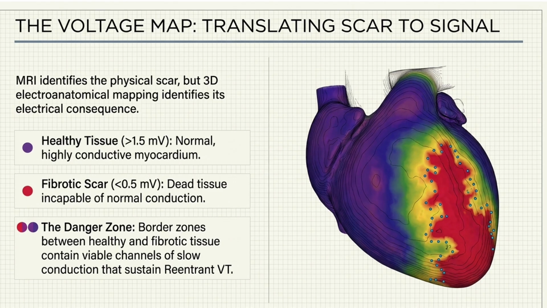Advanced mapping technology allows us to identify the danger zone, while an MRI identifies the physical scar. 3D electroanatomical mapping identifies its electrical consequence. We look for the border zones between healthy tissue, high voltage, and dead fibrotic scar, low voltage. These border zones contain the viable channels of slow conduction that sustain reentrant VT.